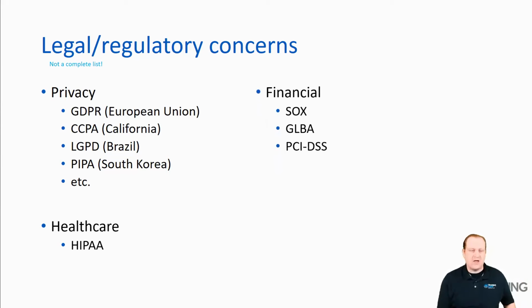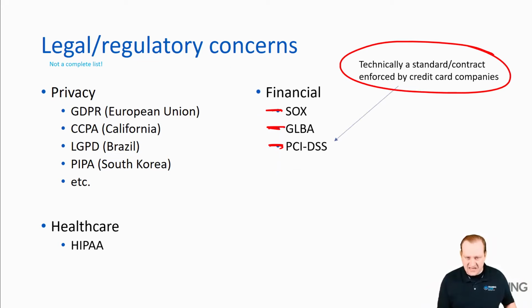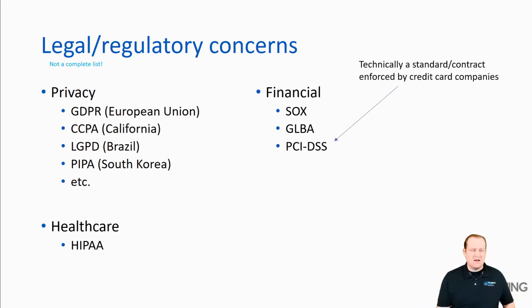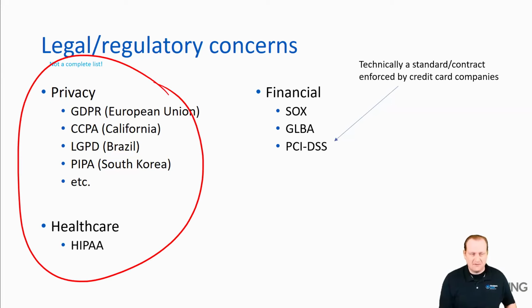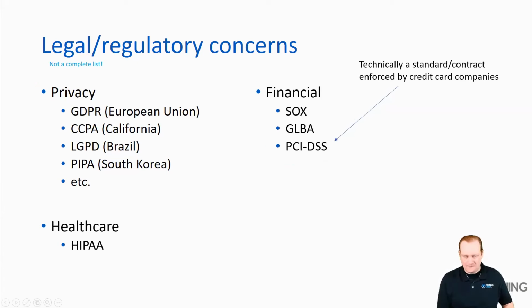Financial. Okay, on the more money-related side of things, there's Sarbanes-Oxley, there's GLBA, there's PCI DSS. Interesting note about that: PCI DSS is technically the only one I'm going to have on this screen that is not actually a law, rather a standard/contract enforced by the credit card companies themselves. Now, what I can say about these is that for the most part, these on the left are heavily focused on confidentiality. For the most part, these financial ones are focused on integrity and preventing fraud. But still, they need to be followed.